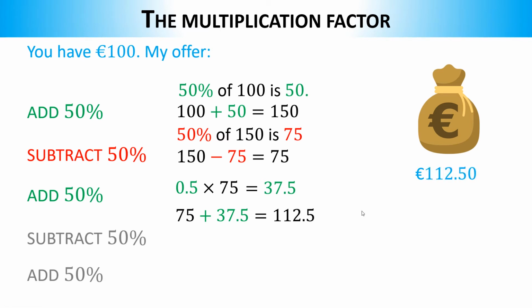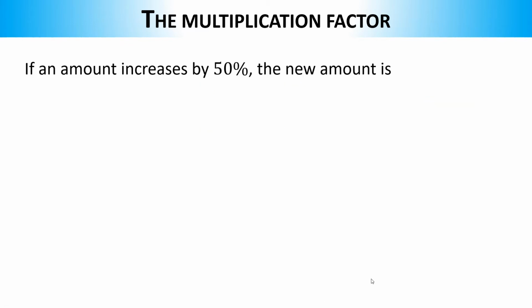And we can go on like this, but before we continue, I would like to point out that this way of calculating percentage change and writing down the results is quite inefficient. We can do much better, as we will see now, by thinking about percentage change in terms of multiplication by a certain factor. Let's look at an increase of 50% in a different way.